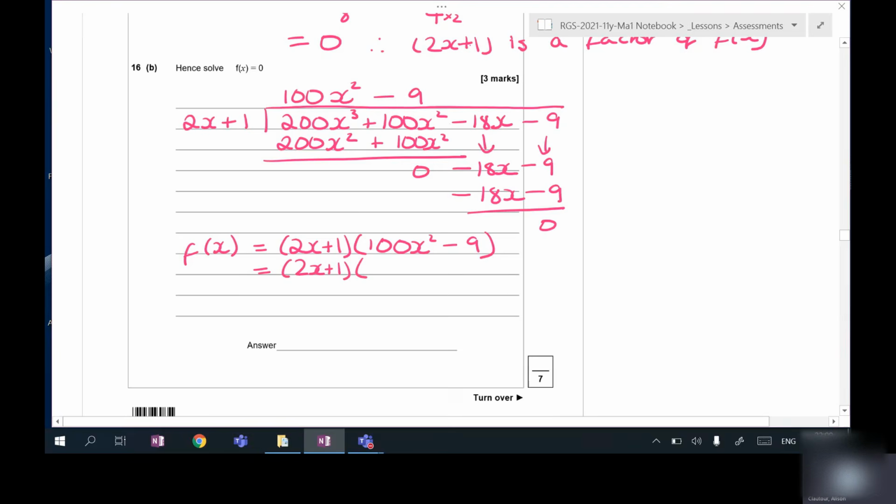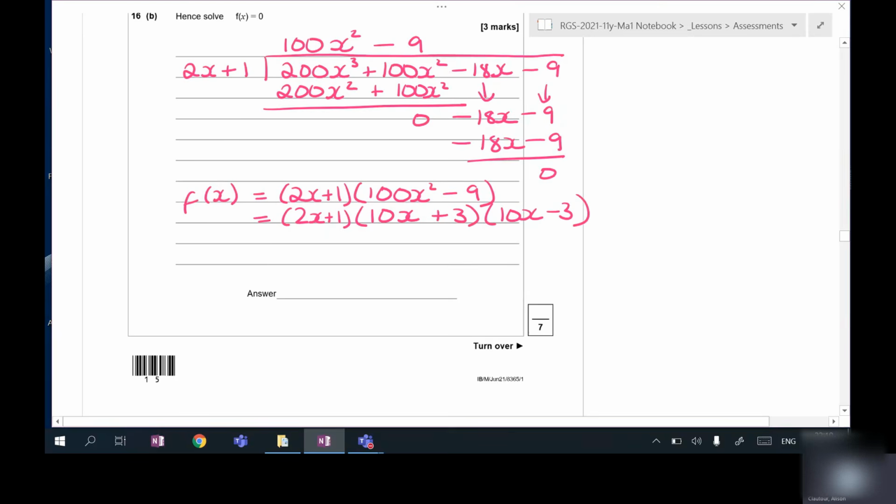Now I can factorise that. And you should recognise it as the difference of two squares. So 10x plus 3 and 10x minus 3. Okay, so now it's factorised, you can solve it. So this was x is minus a half. This one is x is minus 3 over 10. And this is x is plus 3 over 10. So they are your three solutions.